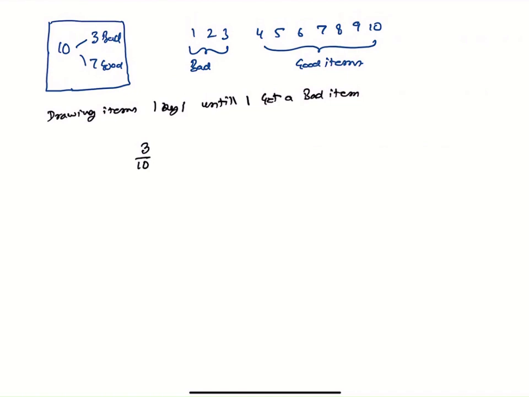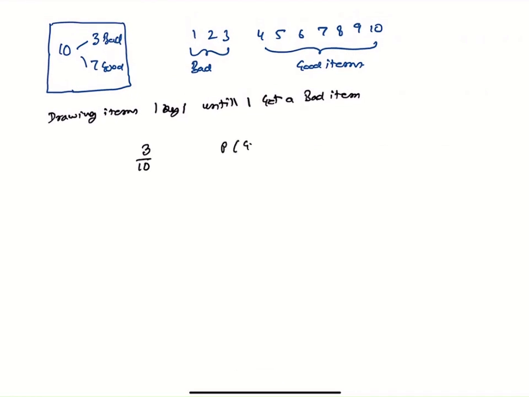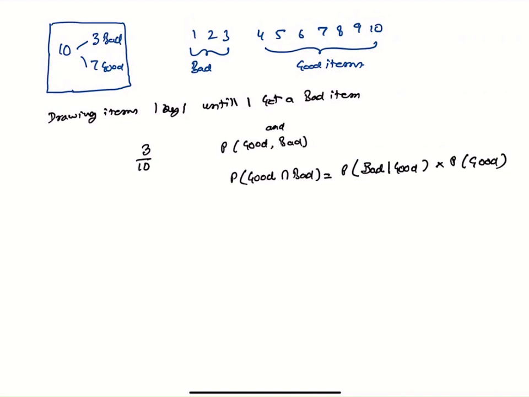Now a good item and then a bad item. The probability of picking a good and then a bad will be the probability of bad given good, times the probability of good, because we first picked up a good item and then we are picking a bad item.